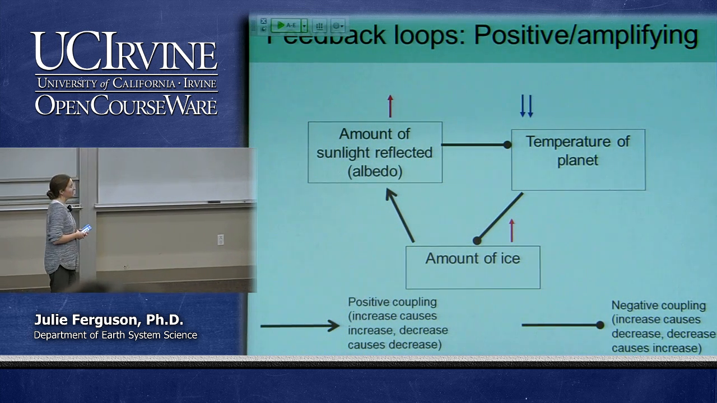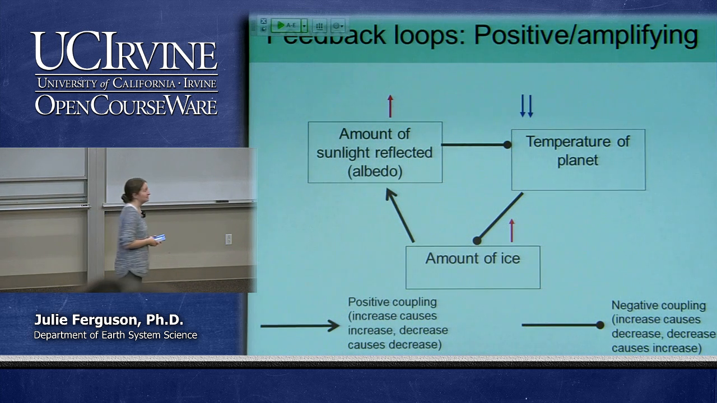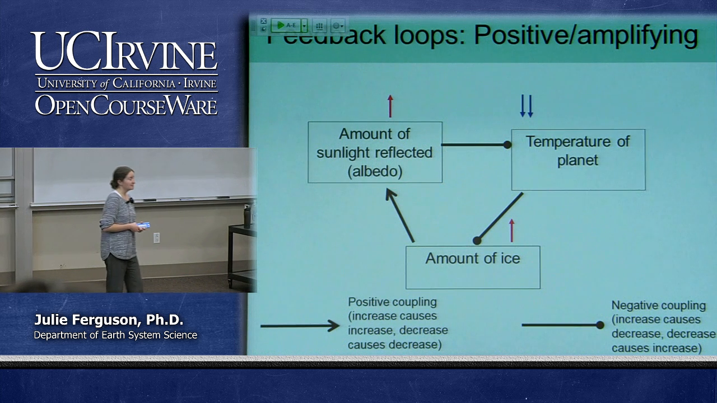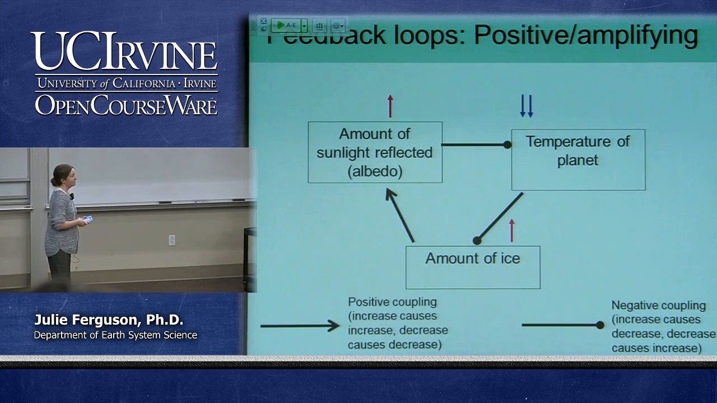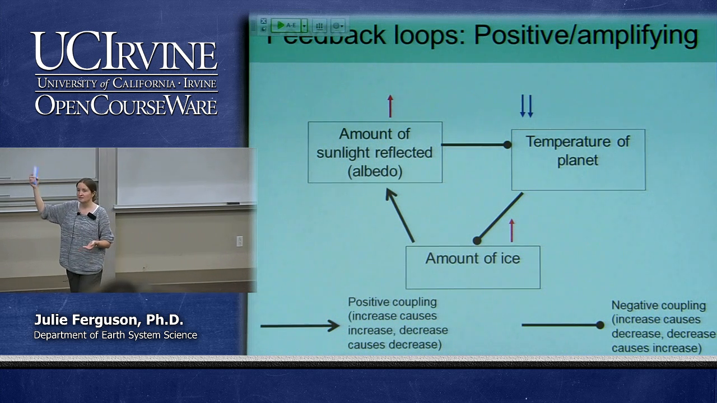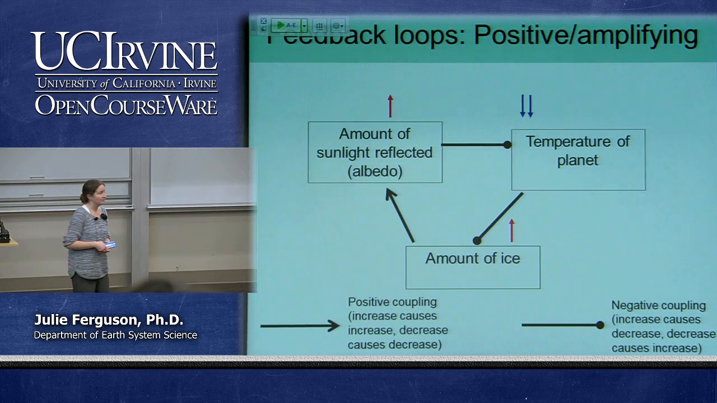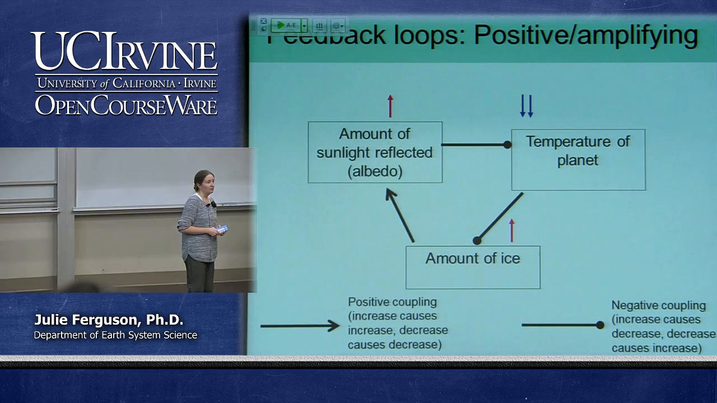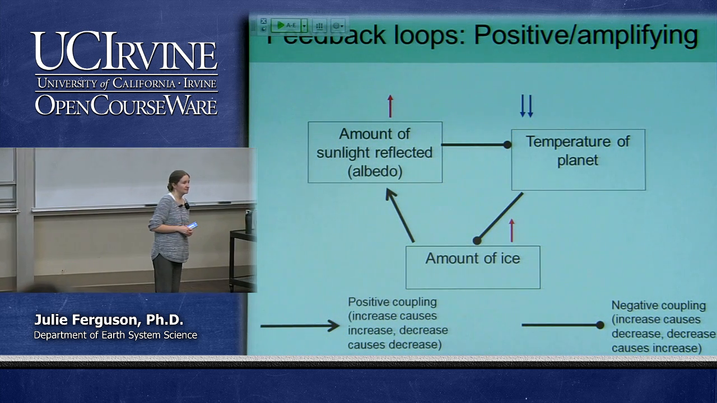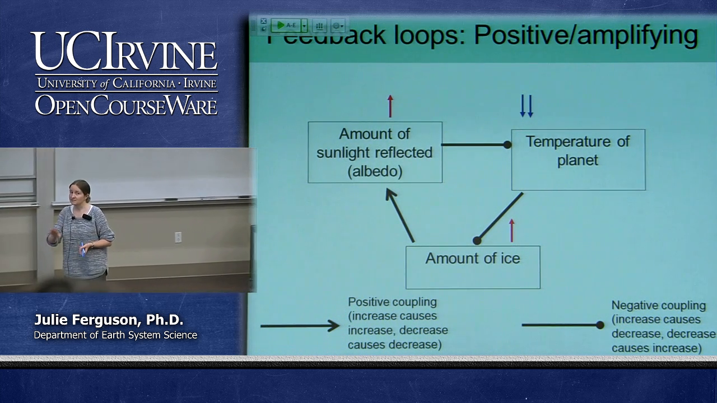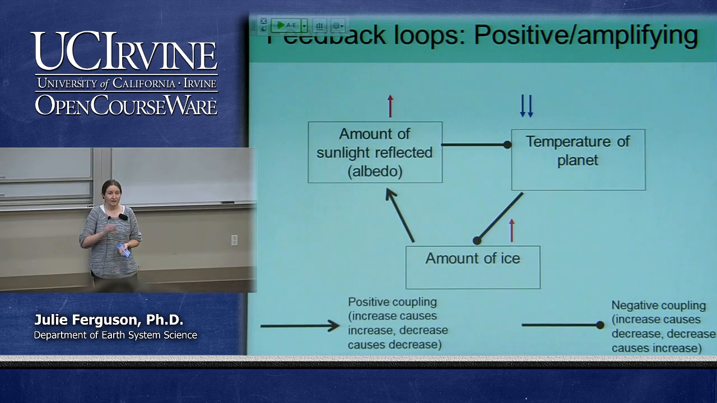So as an example, if we decrease the temperature of our planet, we can increase the amount of ice. If we're increasing the amount of ice, we're going to increase the amount of incoming sunlight that we reflect straight back to space without it actually warming us up. And so if we're increasing the amount of sunlight we reflect back, then we're also going to continue to decrease the temperature of the planet. So according to this feedback loop, once we start decreasing the temperature of the planet, it just gets colder and colder and colder and colder.